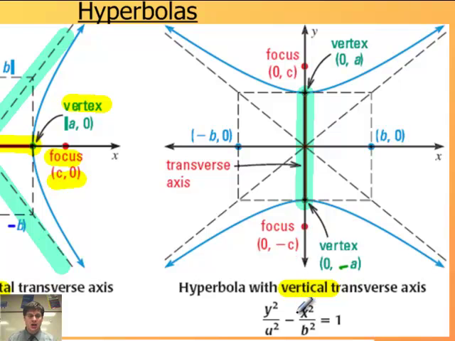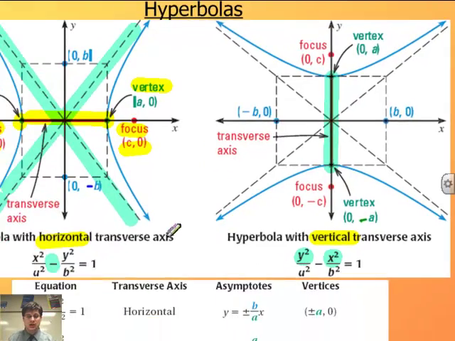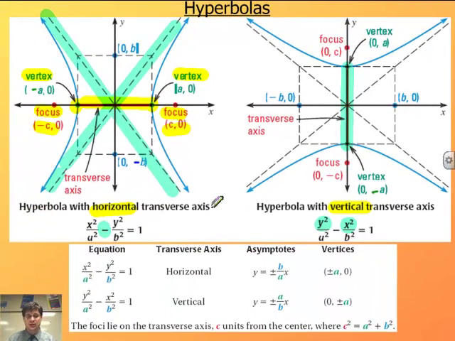I want you to pay particular note, though. Instead of the a and b switching, like on the ellipse, it's the x and the y that switch when you rotate it 90 degrees. So when you go from horizontal to vertical, or vice versa, it's the y and the x that change versus the a and b on here.